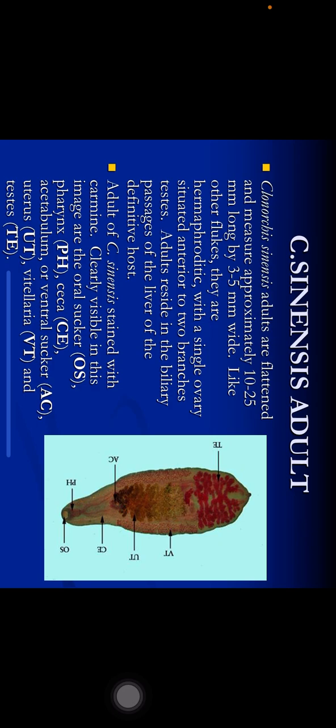The adult worms of Clonorchis sinensis stained with carmine stain can be seen here. Oral sucker, pharynx, ceca, acetabulum or ventral sucker, uterus, vitellaria and testis can be seen here labeled.